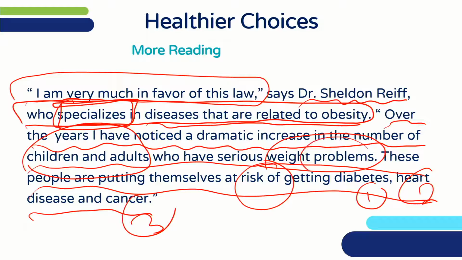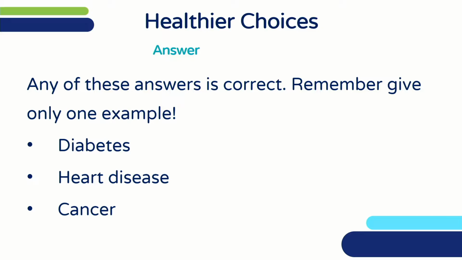Here we have the problems and then we have examples of these problems. So diabetes is one, heart disease is another one, and cancer is a third option. But you are only allowed to write one example. You can choose the one you like. So here, any of these answers is correct, as I mentioned, but you need to remember to give only one, either diabetes, heart disease, or cancer.